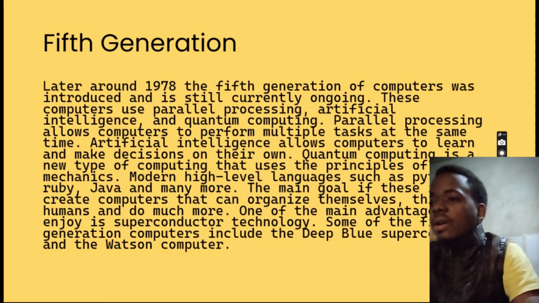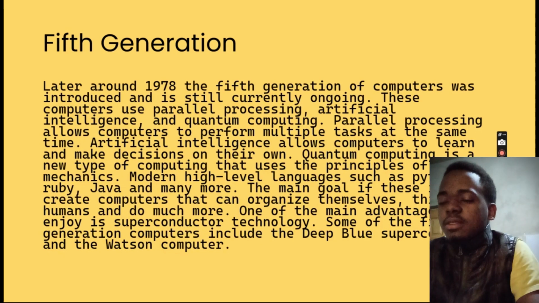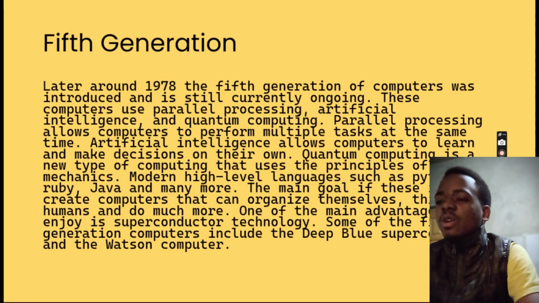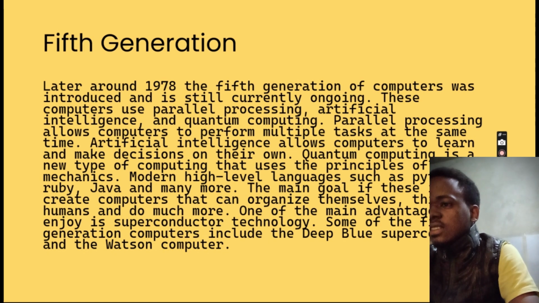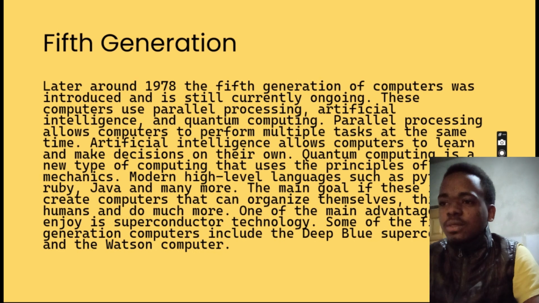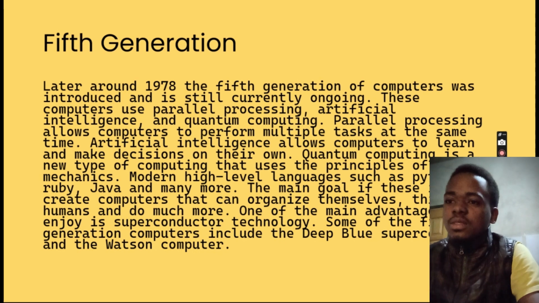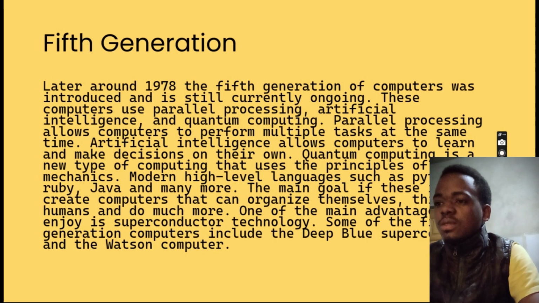So later, around 1978, a fifth generation of computers was introduced, and obviously that is the generation we're still using today. So these computers use parallel processing, artificial intelligence, and quantum computing. So more on the things they use. Parallel processing allows computers to perform multiple tasks at the same time. Artificial intelligence allows computers to learn and make decisions on their own.